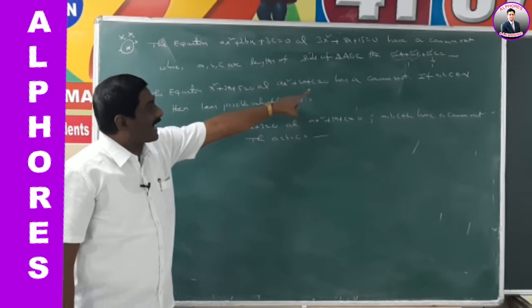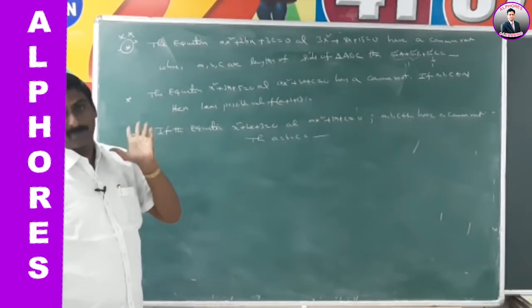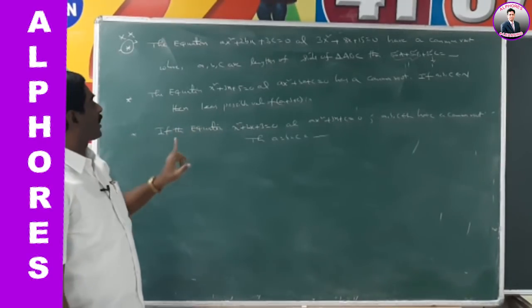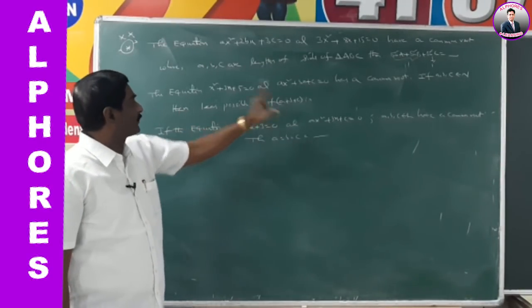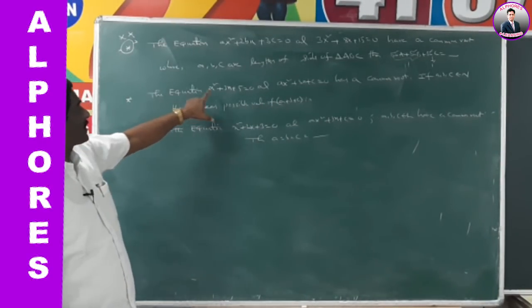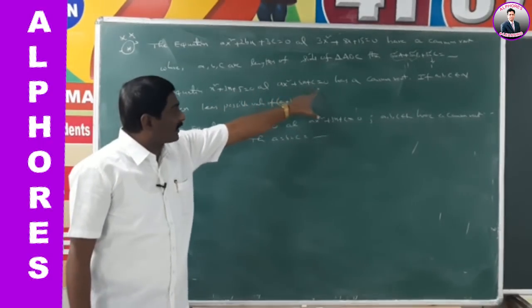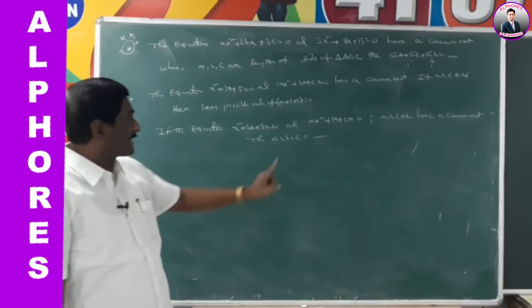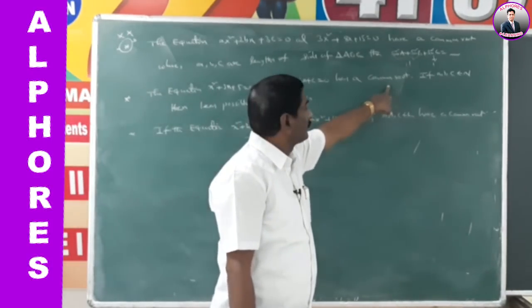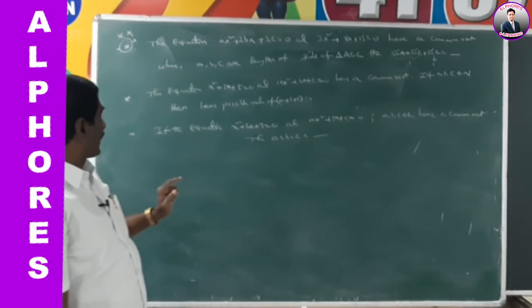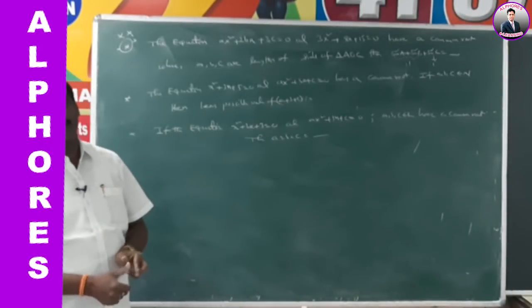These two equations have a common root. Here also there is one common root. The equation x square plus 3x plus 5 is equal to 0 and ax square plus bx plus c is equal to 0 have a common root. If a, b, c belong to N, then find the least possible value of a plus b plus c.